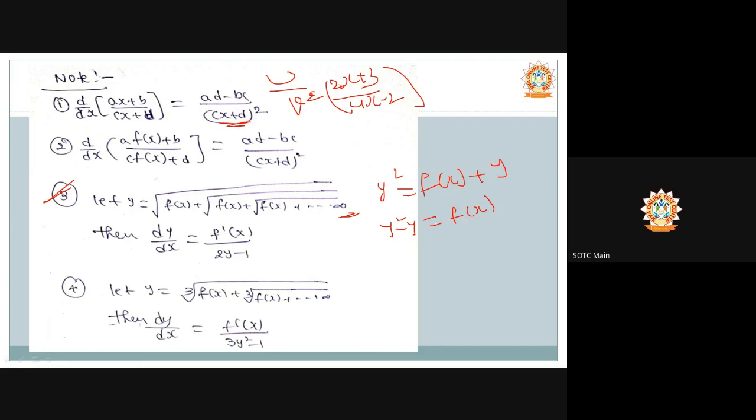Then apply the differentiation now. Y square is 2y into dy by dx, minus the differentiation of y, which is dy by dx, is equal to f dash of x, right? Now if you want to find dy by dx, take common: 2y minus 1 is equal to f dash of x. So dy by dx will be f dash of x by 2y minus 1. Simple thing. Always take the differentiation of whatever the function here, f of x, be it x square, sin x, tan x, e power x, a power x, whatever it is. And if it is square root, then add 2y minus 1.